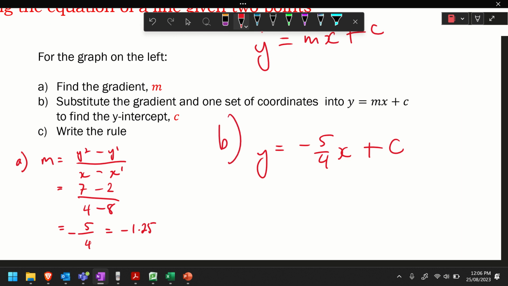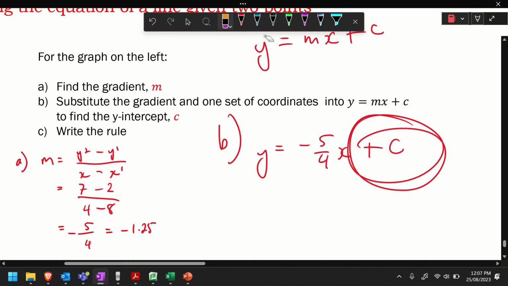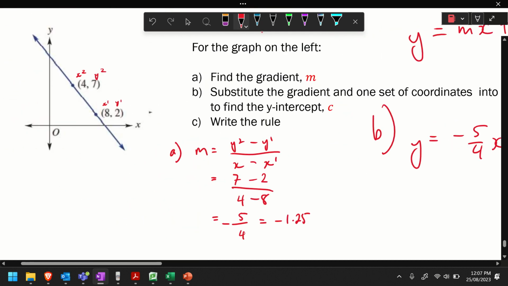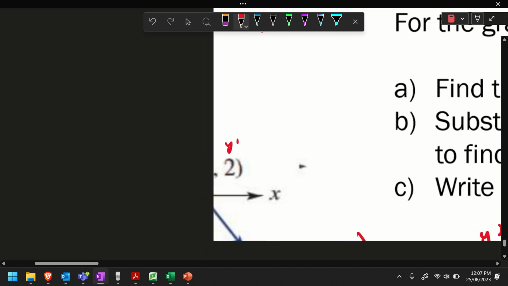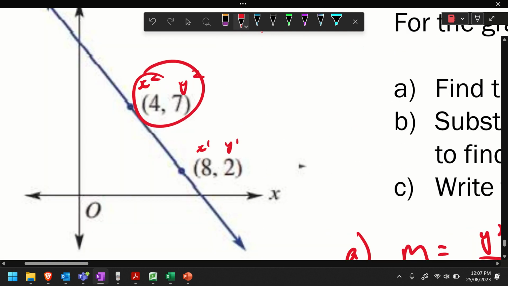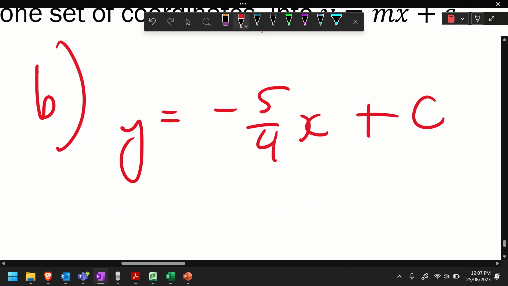What it's asking us to do is substitute one of the coordinates into y equals mx plus c to figure out what that y-intercept is. Okay? Because we need to figure out what is c. So all you have to do, guys, this is actually not hard, is just get one of your points, x1, y1, or x2, y2, and you just got to put it in here to find out what c is. So when we talk about substituting, all you're doing is you're changing x and y to whatever x and y is going to be here.